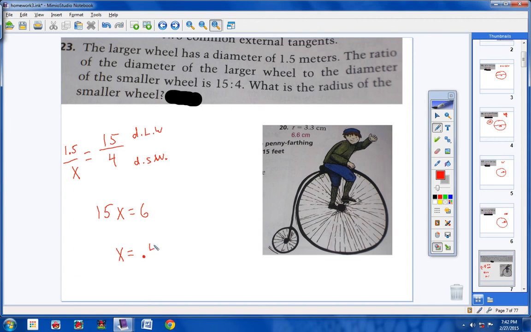Now that's the diameter. Remember, everything's been in diameters. This is the ratio for diameter to diameter. This is the diameter of the larger wheel. So this is the diameter of the smaller wheel. Okay. Now, if that's the diameter of the smaller wheel, 0.4.